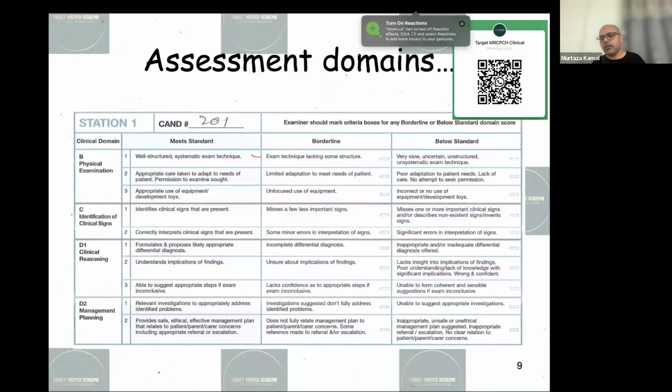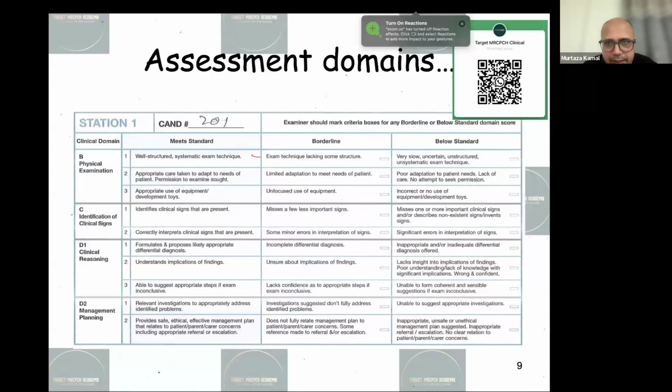Before going into practicing any stations, it is very important to know the domains in which you are assessed. This is very important in all the stations you are practicing. You should know what domains you are marked on, so that you do not miss any domain, because if you miss it, you will be marked below standard in that. So when you attempt your clinical station, be sure of knowing what domains you are being assessed on, and do not miss any.